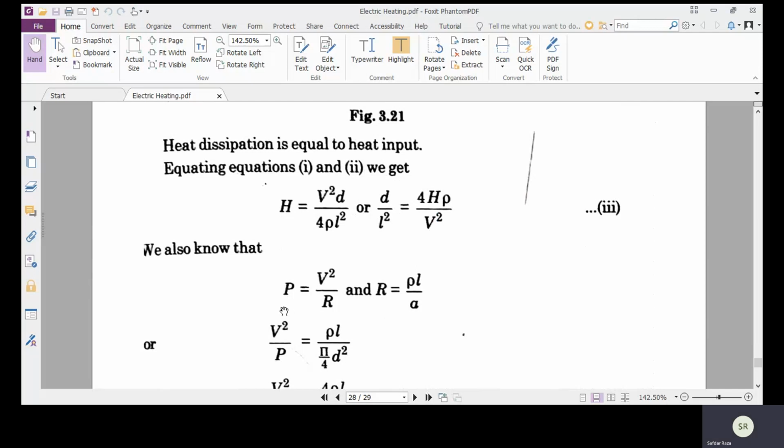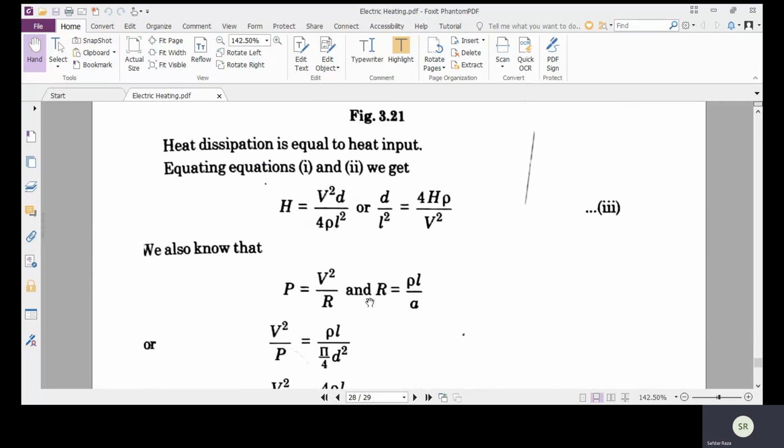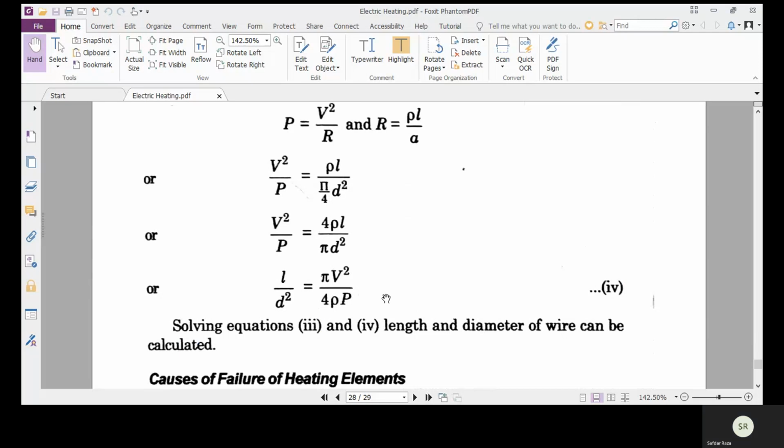So from here we can simplify it: V square by P is equal to R, and R is equal to rho L over A, and in place of A, we put pi r square, which is equal to pi by 4 d square. By simplifying this, we get this equation, which is represented by equation 4. So by solving equation 3 and equation 4, we can get the length and diameter of the wire, which can be calculated easily.